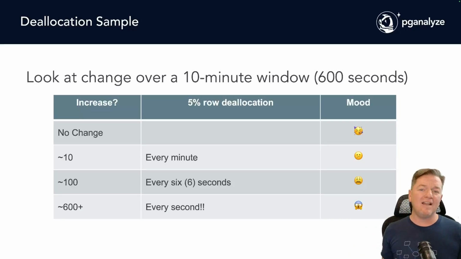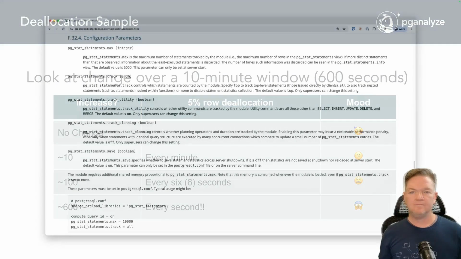And then believe it or not, I have seen numbers at 600 plus. Consider that. If you have 600 deallocations every 10 minutes, that means approximately every second, pg_stat_statements is trying to deallocate enough rows to make room for new incoming information. That is a lot of locking and effort on your metrics table, and it means you're very likely losing information that could be helpful to tuning your database.